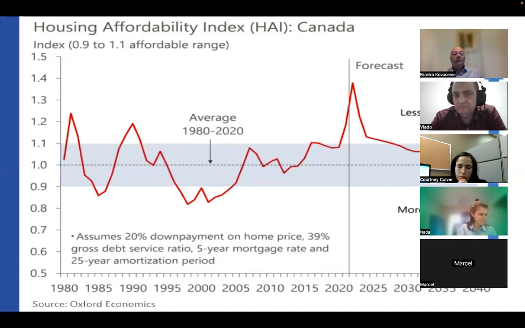Mortgage rates influence the real estate market a lot, not just the volume of sales, but also affordability. This is the HAI, which shows housing affordability in Canada. In the last 80s and 90s, it was just going up and down. Right now it's fairly low, but the prediction is that it will keep going down, and hopefully more and more Canadians will be able to afford a house in the near future.